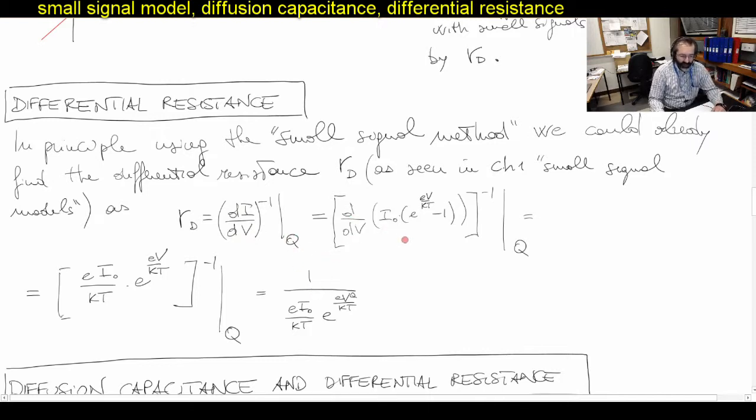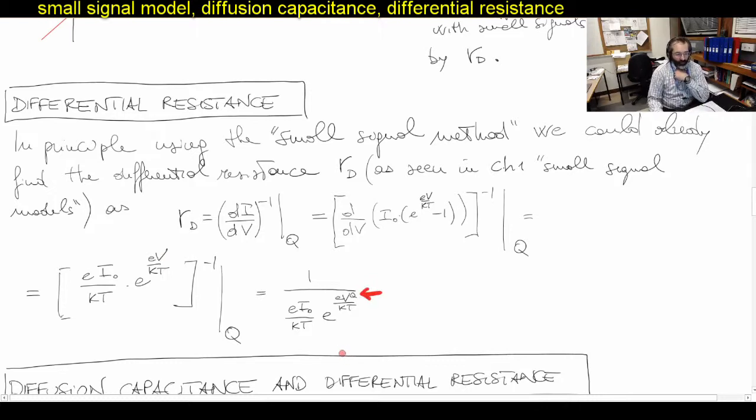So we take the derivative against V of the IV characteristic of the PN junction, which is I0 times e to the eV over kT minus 1, and this derivative is this quantity here. I still need to invert it, so I invert it here. I also need to calculate it in a point Q, and the only way to identify Q in this formula is by using V of that specific point Q. So I put here VQ, as you can see.